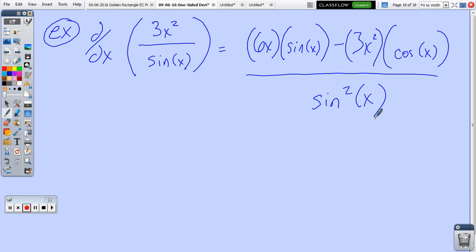I think it is. So the thing is this: if you have something that's properly written like this, you would not leave this written as 3x squared times sine of x to the negative 1 power, and try to just say, okay, I'm going to avoid the quotient rule, I'm going to do the product rule. Okay, go ahead, you can do that, but you're going to do all this work, and it would actually have been shorter to do the quotient rule, believe it or not.